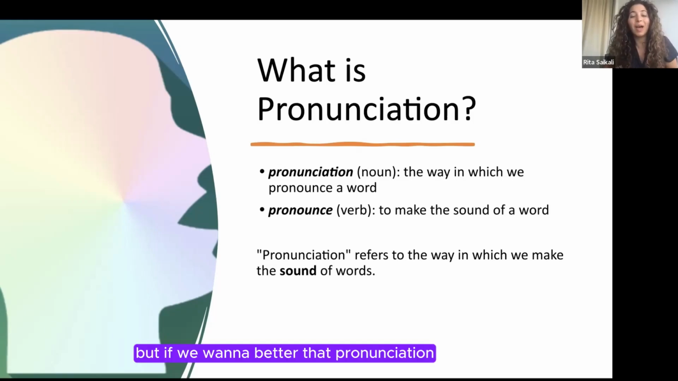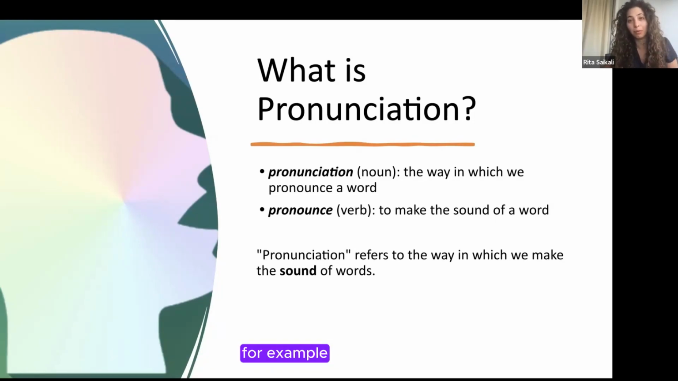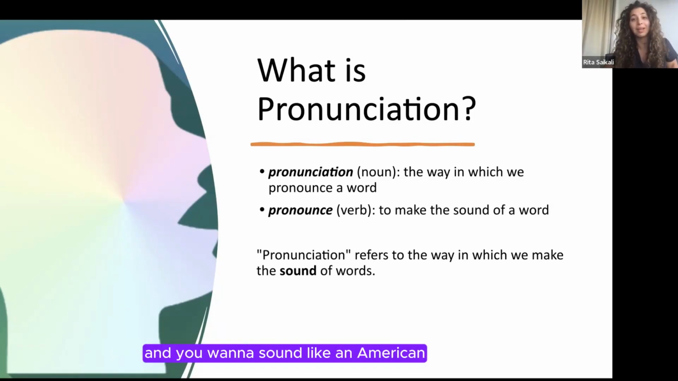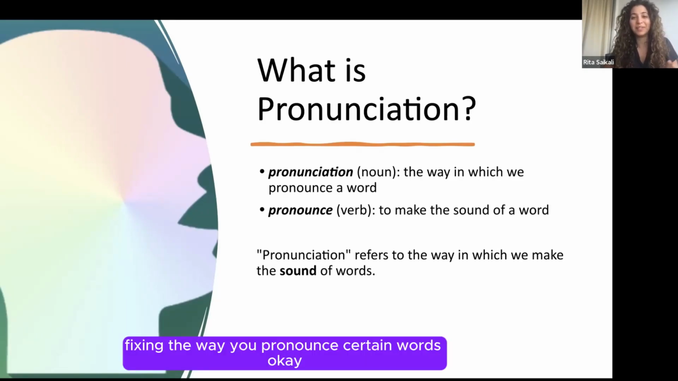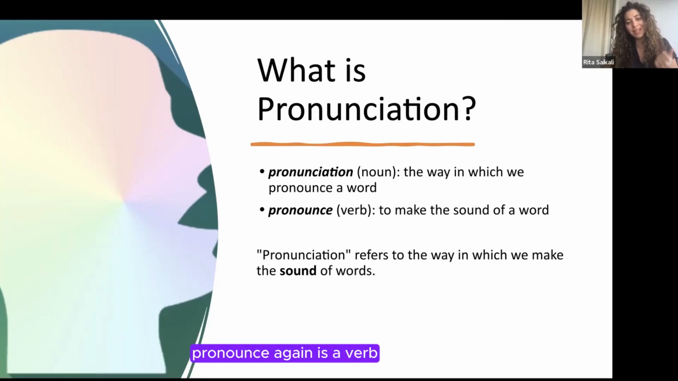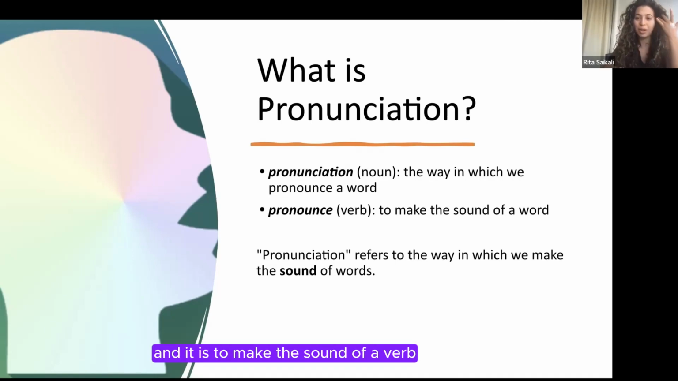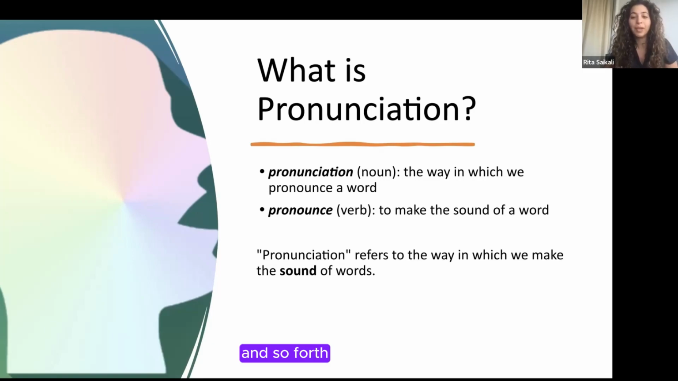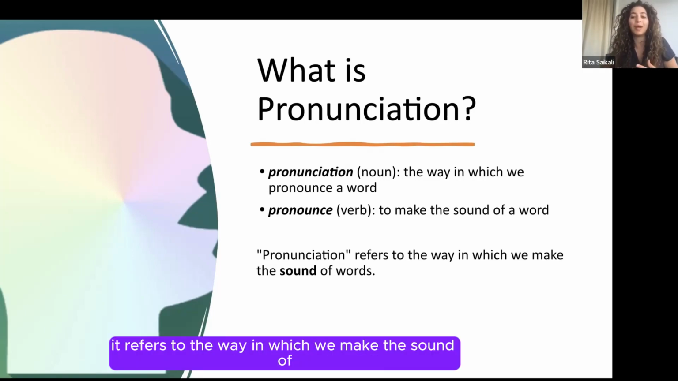But if we want to better that pronunciation, if we want to sound like a particular country that we are associating with, for example, if you live in the United States and you want to sound like an American, you're capable of doing that by fixing the way you pronounce certain words. Okay. Pronounce, again, is a verb, and it is to make the sound of a word. Okay, so how does it sound coming from your throat to your mouth, to the air you breathe, and so forth. So pronunciation refers to the way in which we make the sound of the word.